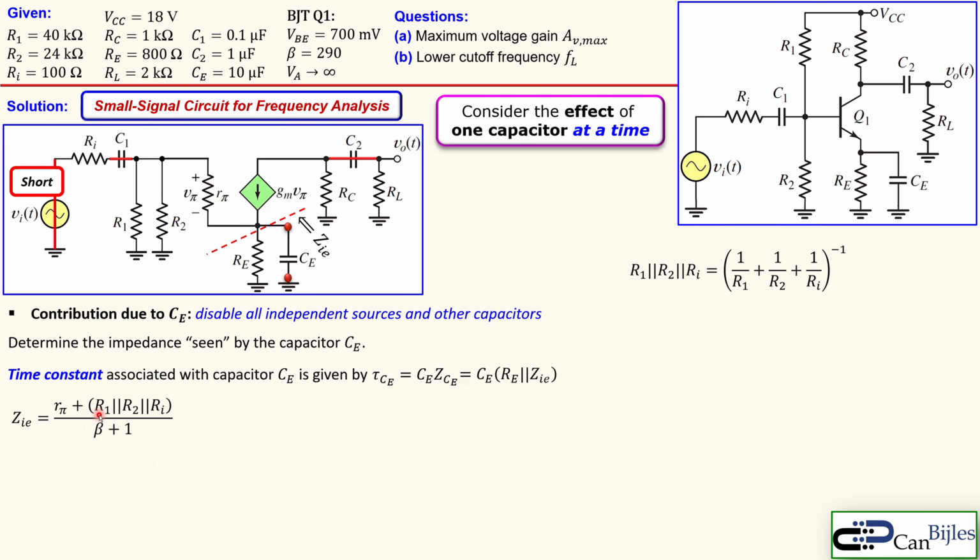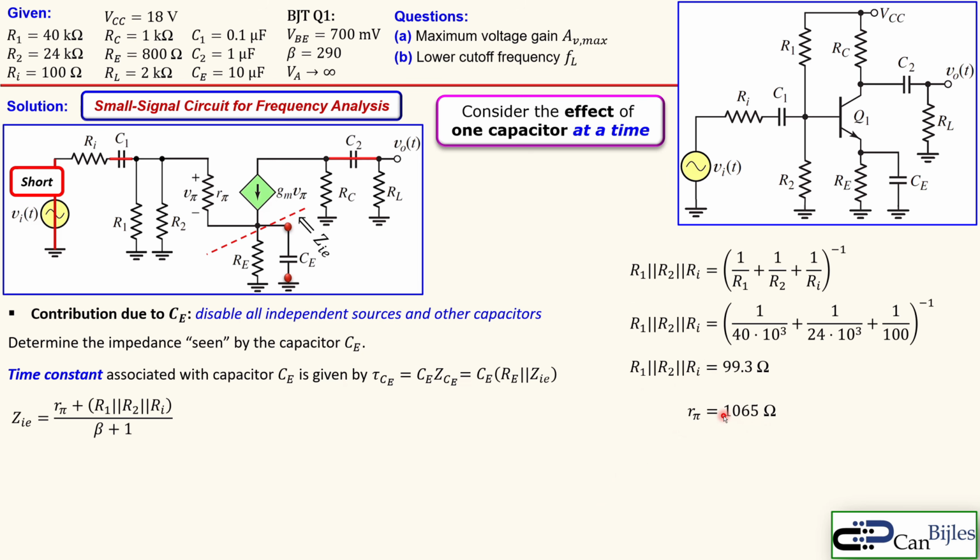So let's calculate first this R1 and R2 and Ri in parallel. That's shown here. So 1 over that, 1 over that, 1 over that, each of them, and then 1 over that sum to the power minus 1. When you substitute the values, you get here 99.3 ohms. So it's close to 100 ohms, because these two are much larger than this Ri. So you can already approximate this parallel combination by Ri.